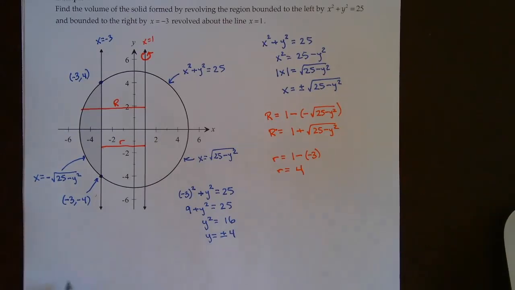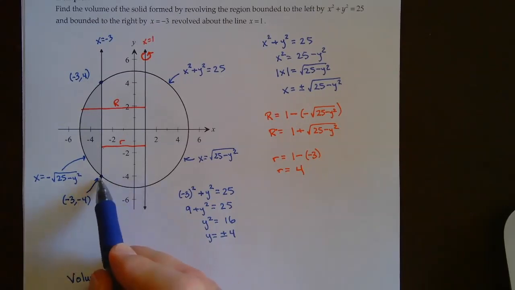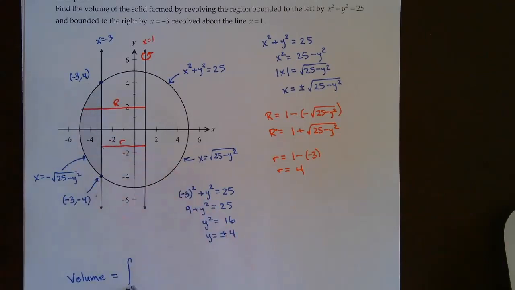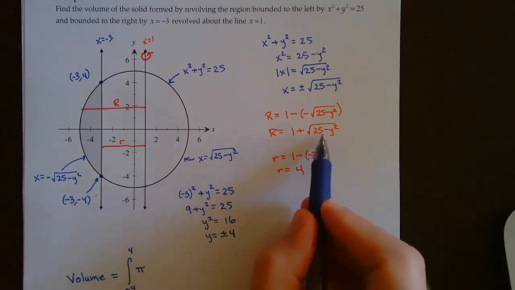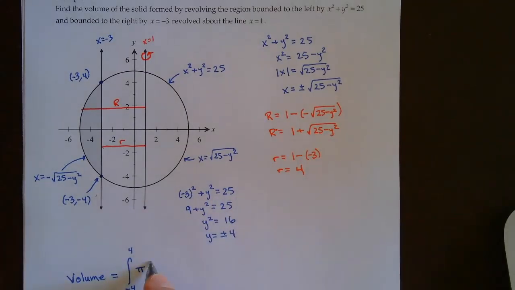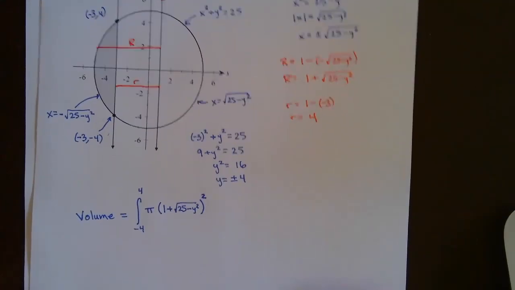All right. So the volume of this would equal the integral, right? And we're going to start making these at -4, and we're going to stop them at 4. So -4 to 4 pi big R. So I'm going to kind of skip some stuff. Okay, so big R would be this 1 plus the square root of 25 minus y squared, right? So in parentheses, 1 plus the square root of 25 minus y squared, put the big R in parentheses, and then I have to square it, right? And let me slide it up so you can see it.